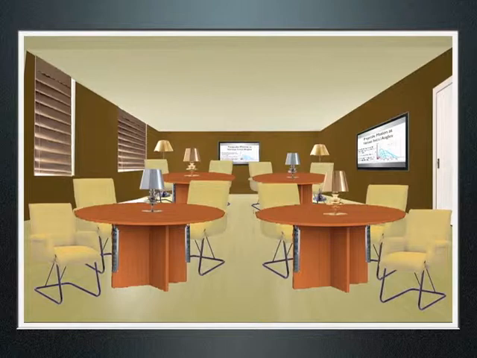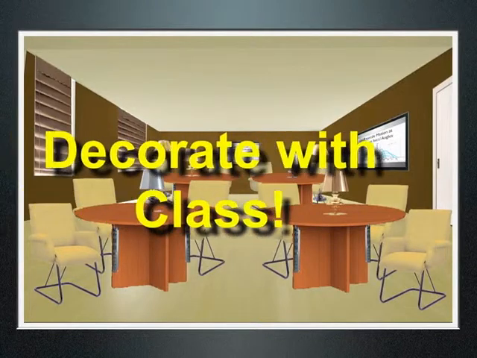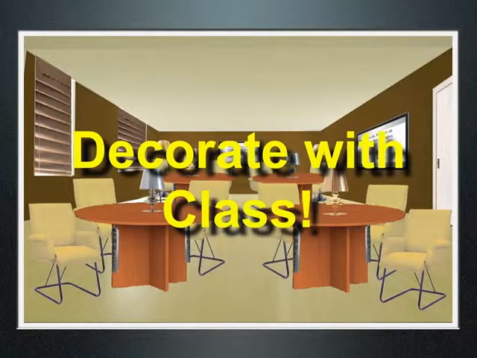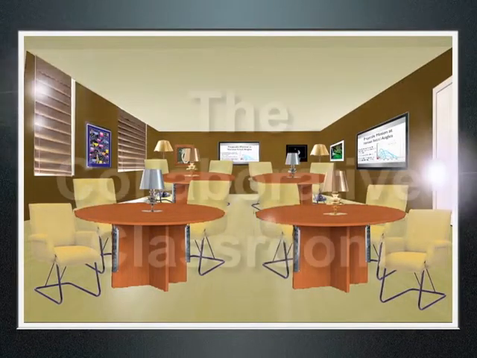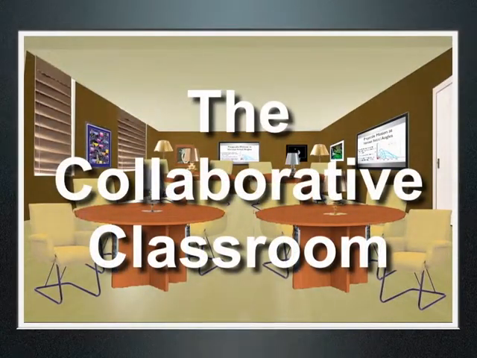And finally, the last thing we did was we decorated with class. We didn't just hang paper up, we hung up framed pictures so that the room looked like a room that you wanted to be in. It looked better than a student dorm room. It looked better than a student apartment, so that the students would want to spend time in the room and not want to spend time at their apartment. And this was our collaborative classroom.